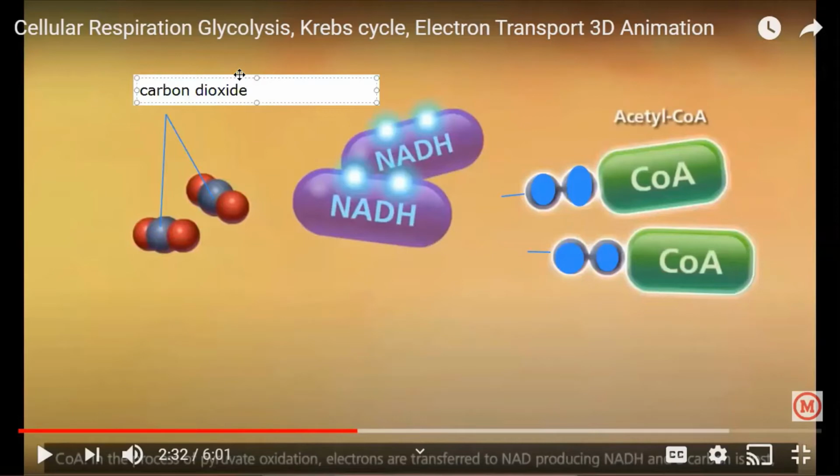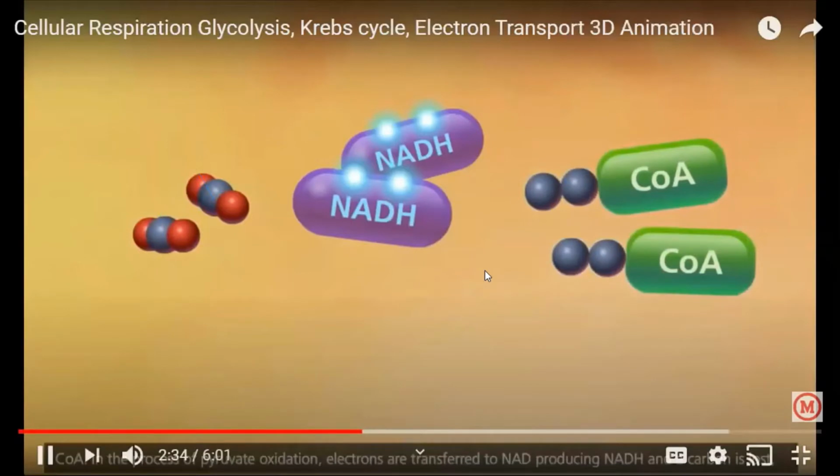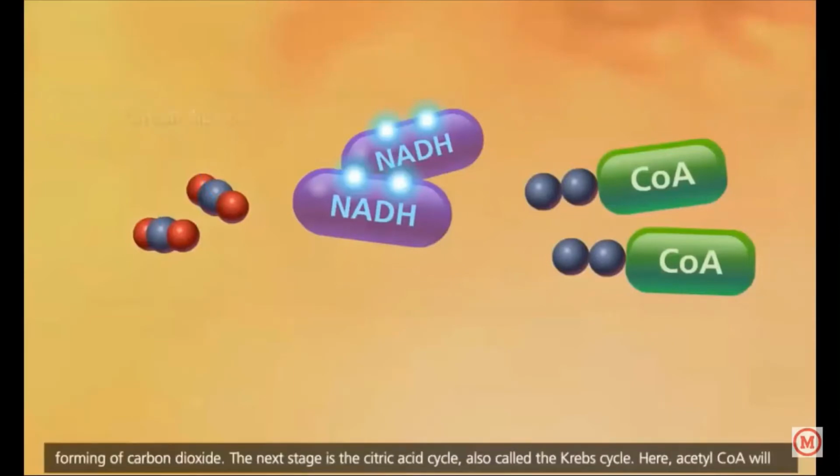Still, we didn't start the Krebs cycle. This is the preparation of the Krebs cycle, where pyruvate is broken down into acetyl-CoA and releases 2 carbon dioxide plus 2 NADH. In the process of pyruvate oxidation, electrons are transferred to NAD, producing NADH, and a carbon is lost, forming carbon dioxide.